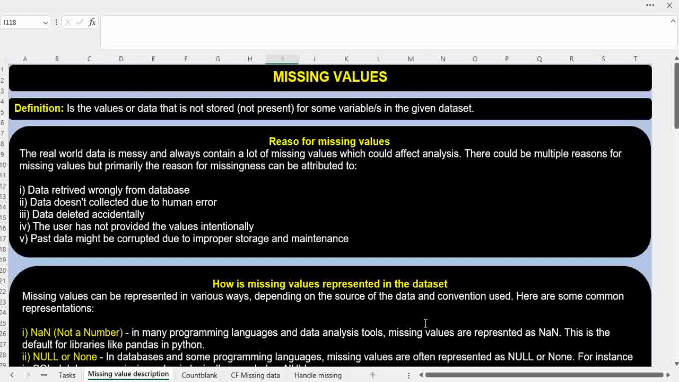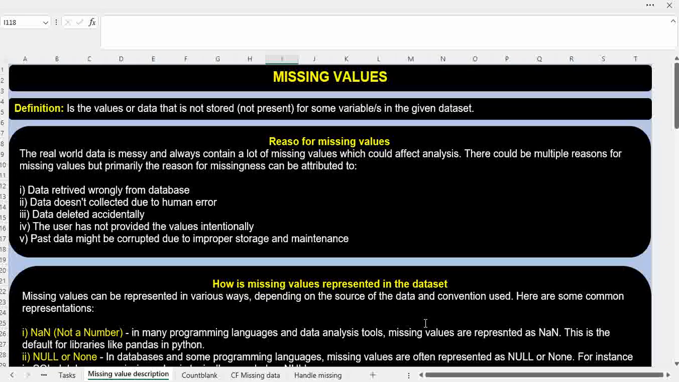Again, we say these missing values are due to various reasons. Real world data is messy and always contains a lot of missing values, which could affect analysis. This could be due to several reasons, but primarily missing values are attributed to the way data is retrieved wrongly from the database.